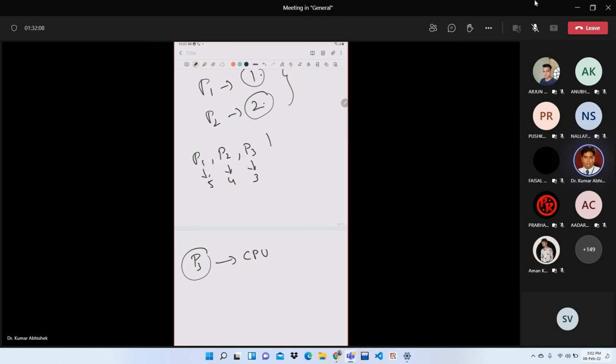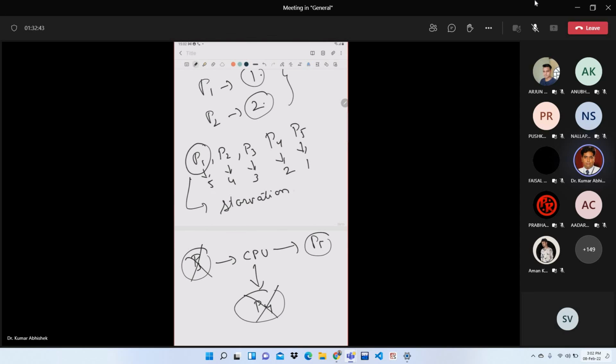What happens if P4 comes with priority 2? This will be out. CPU will have P4. If again it comes with priority 1, this will have P5, like this. Yes or no? So it says that whenever there is a higher priority process, I will preempt. So what is happening to P1 over here? It is going into starvation. Yes or no?